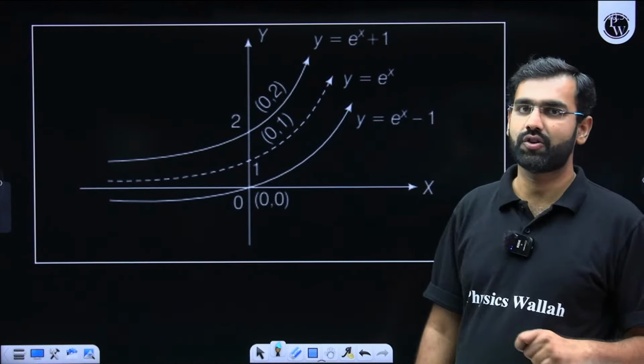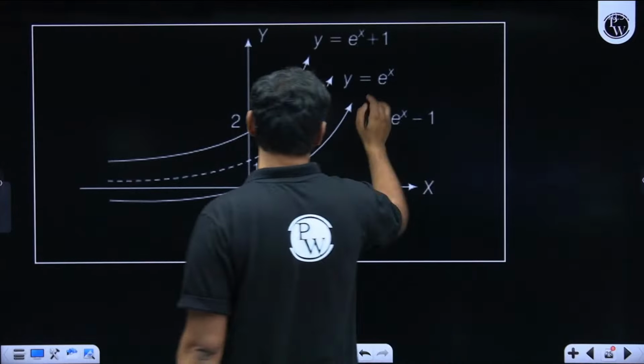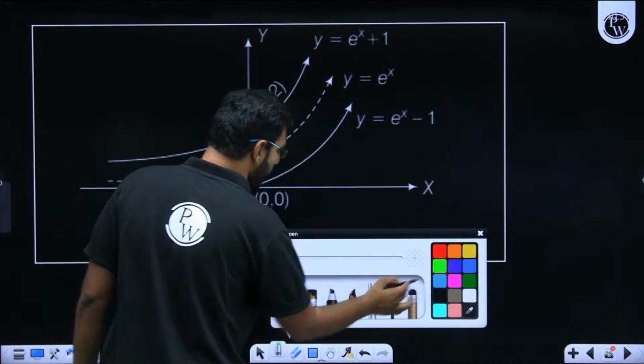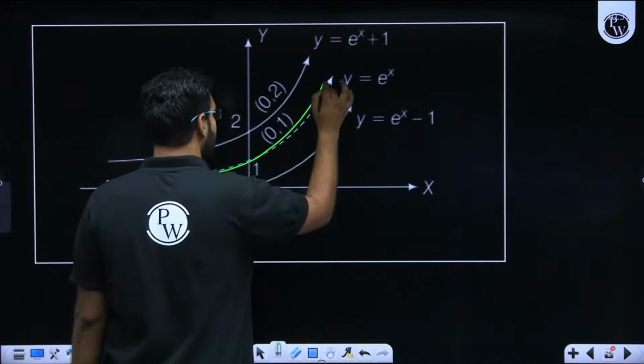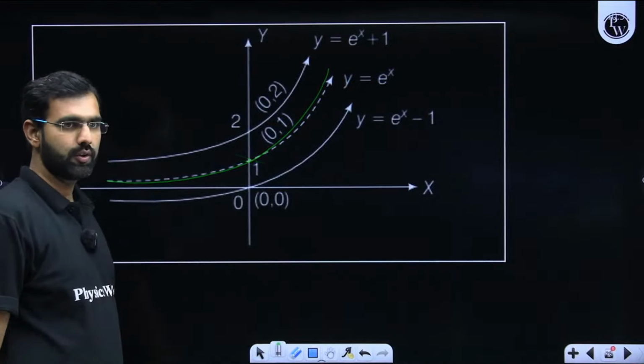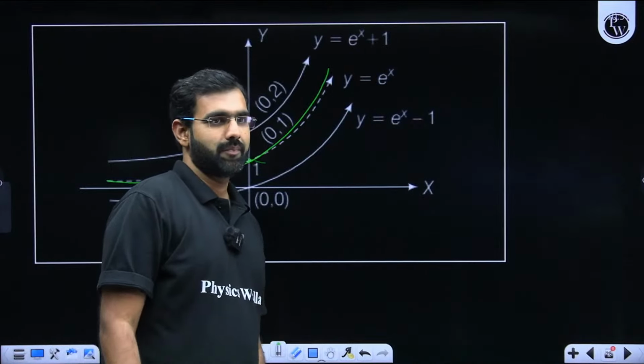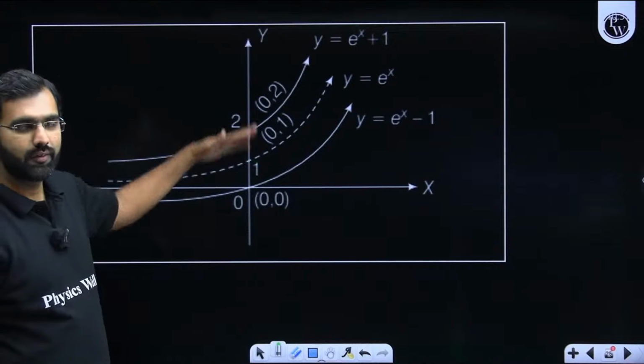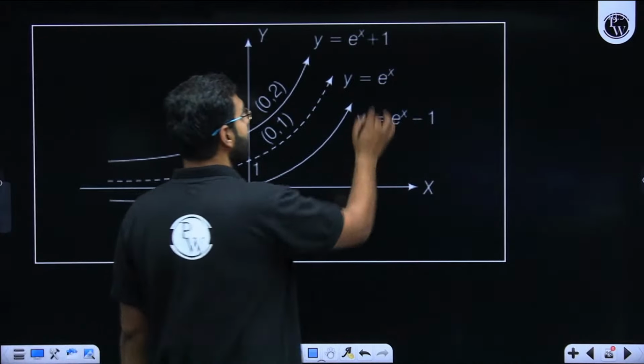From here, moving ahead, we know transformation of graphs. Now, what do I mean by transformation of graphs? If you are given e to the power x, we know the graph of e to the power x goes like this. This is how you draw the graph of e to the power x, which passes through (0, 1) on the y-axis.